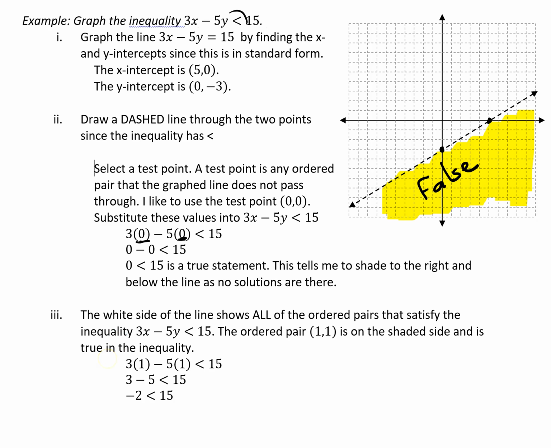Now the white side of the line shows all of the ordered pairs that satisfy the inequality. For example, if I took the ordered pair (1, 1), which is right there, and tested it in the inequality, it should come out true. 3 times 1 minus 5 times 1 is less than 15. I get 3 minus 5 is less than 15, so negative 2 is less than 15. That's true, and that's great because all of the points over on this white section should be true in the inequality.